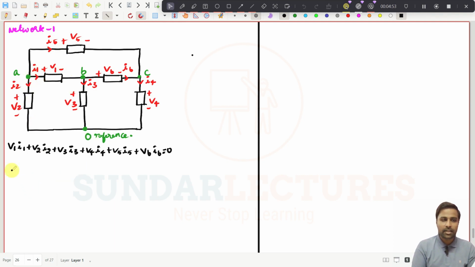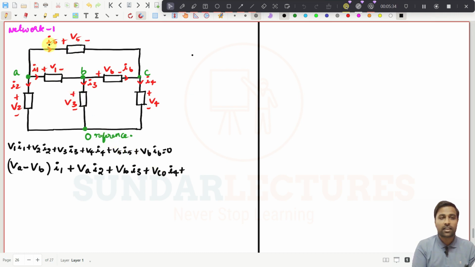So V1 can be written as VA minus VB, into I1, plus. And then what is V2? V2 is only VAO, so VAO into I2, plus V3. V3 is only VBO, so VBO into I3, plus what is V4? V4 is only VCO, so VCO into I4, plus what is V5?